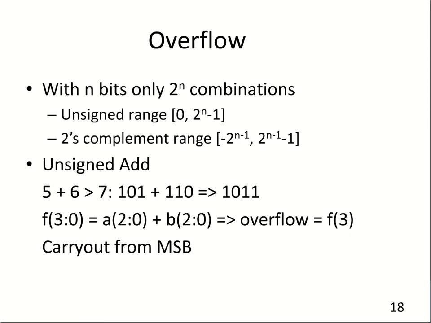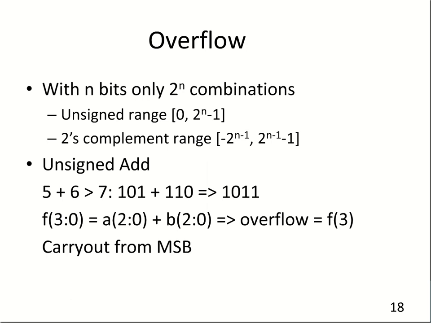Just like in decimal numbers, if we only have 3 digits to represent a decimal number, we really can't represent any number larger than 999. We have the same problem with binary numbers. With n bits, again, we have only 2 to the n combinations. And so the range is, as we discussed before, for unsigned from 0 to 2 to the n minus 1, and for 2's complement from minus 2 to the n minus 1 to 2 to the n minus 1 minus 1. So any result that falls outside of those ranges, either for unsigned computation or for signed arithmetic, we have to deal with somehow.